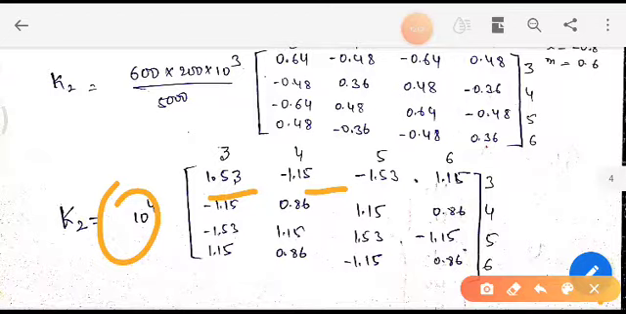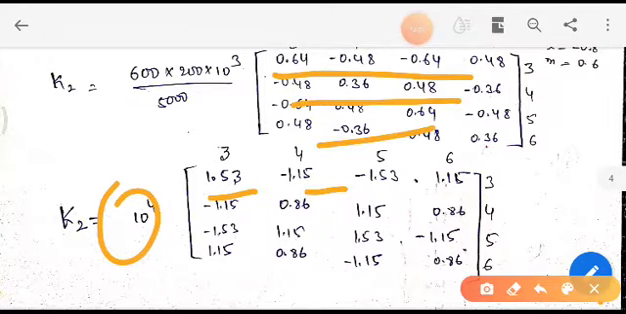T is 600 into 200 into 10 raised to 3 divided by 5000. If you do so, you will get 2.4 into 10 raised to 4, where we have taken 10 raised to 4 as a common, and 2.4 we multiplied with the elements of this matrix. Once we do that, we get this.